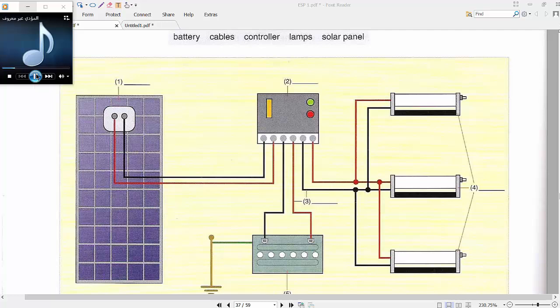Right. Now let's look at this diagram of the circuit up here. Can you see it clearly? On the left here, you can see a solar panel, okay? Where is the solar panel? It's on the left. This one, number one. Number one, solar panel.